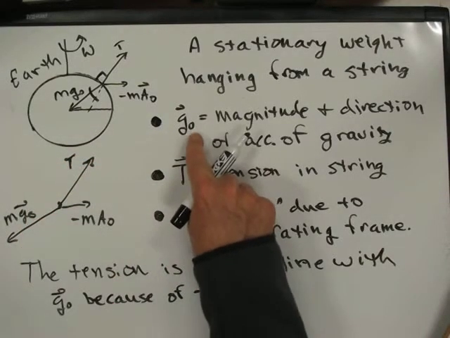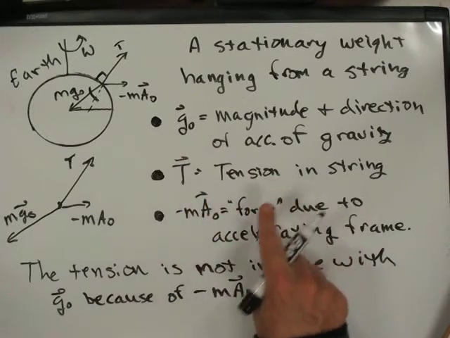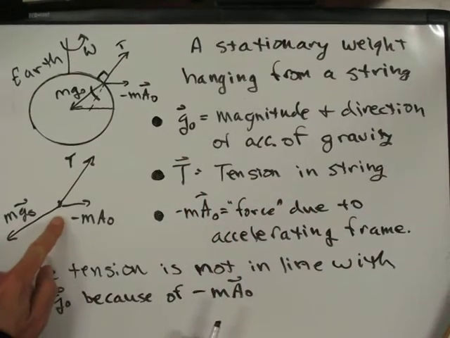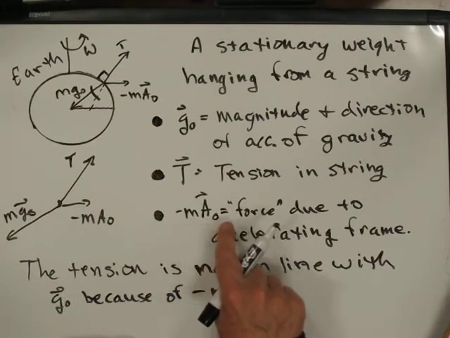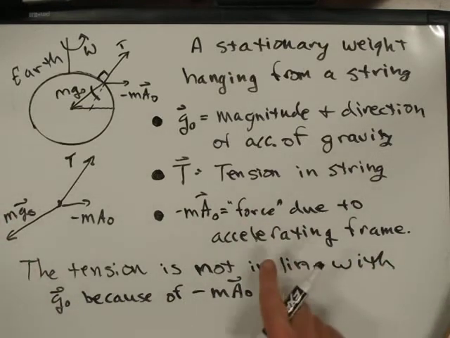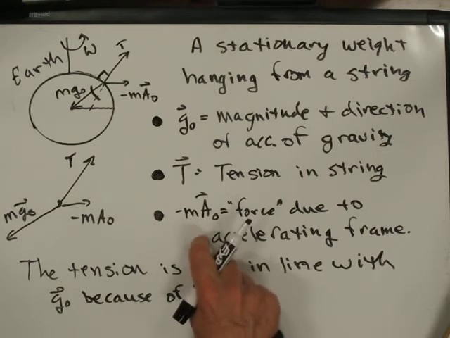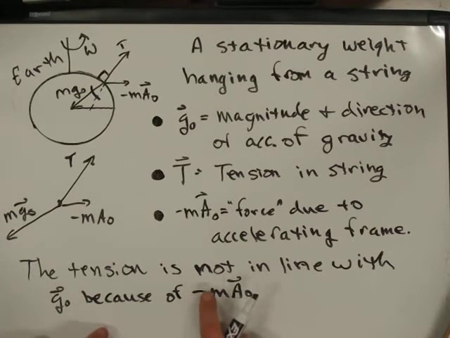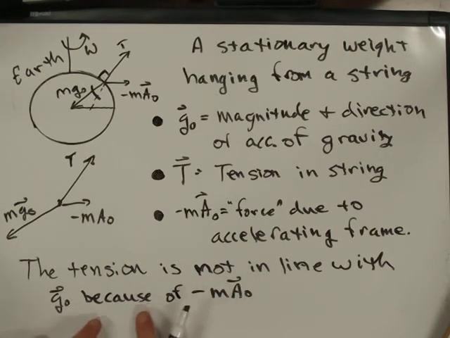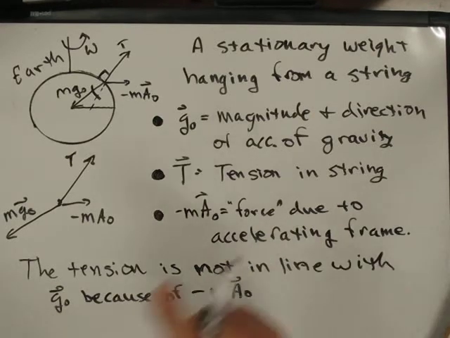We're often just treating these two together as mg. And so this is the one that points right at the center of the Earth. T is the tension in the string. Again, we've got the three forces in this free body diagram without the coordinate system. And again, minus ma0 is the force due to the fact that the frame is accelerating. We called this the centrifugal force of the frame. And so the tension is not in line with g0.